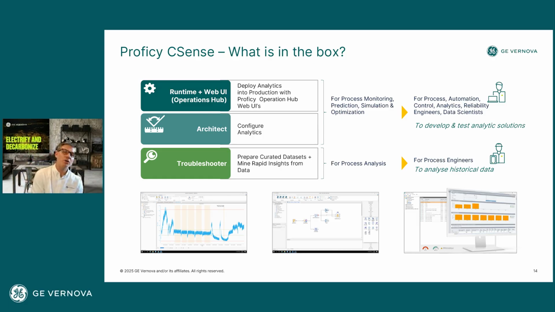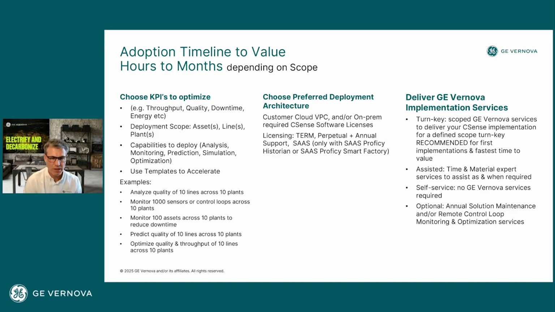So how do you start with CSense? Typically the journey of making a start with CSense and the timeline to value can be as quick as a number of hours from first insights through analyzing your data, to a number of months. Typically CSense projects can be implemented in 3 to 6 months max, with return on investment within a year.